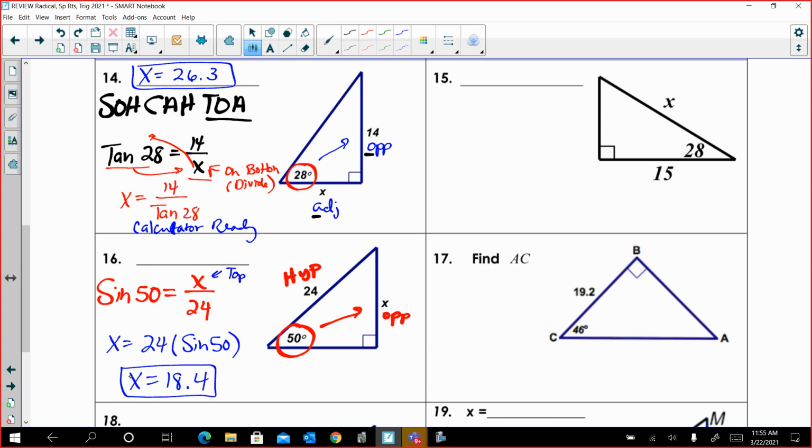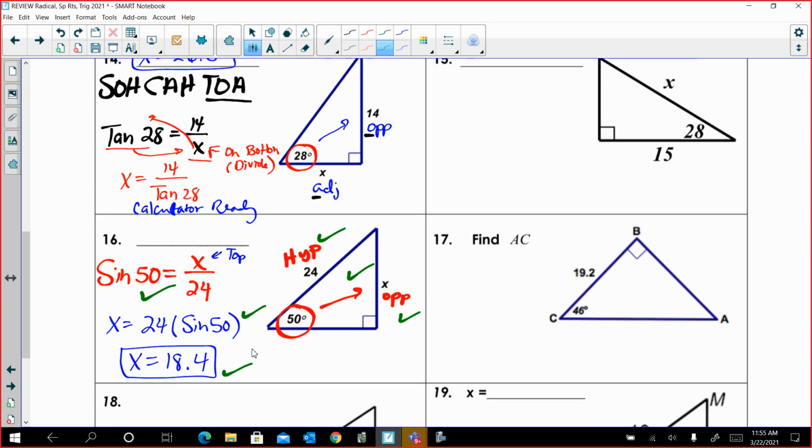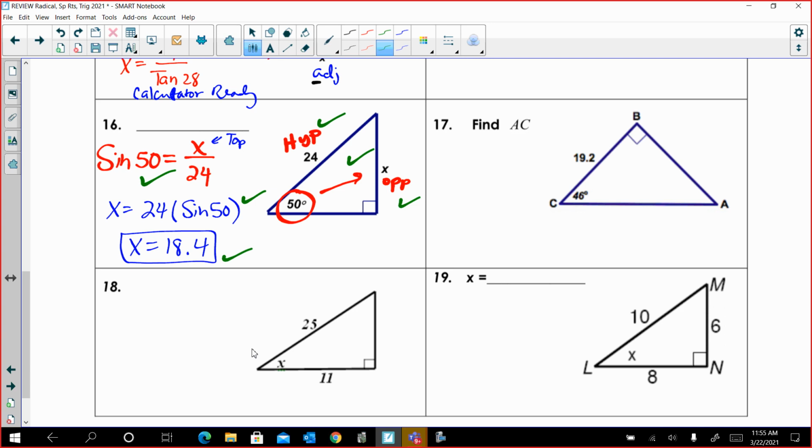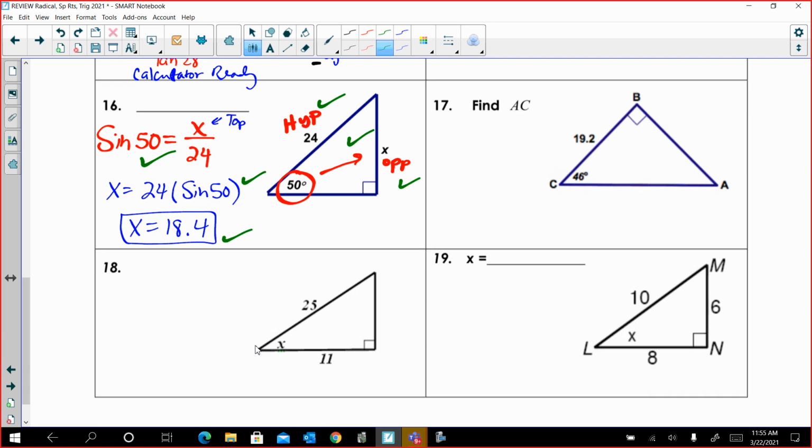So the way you're going to receive credit when I start checking for work, I'm going to check, are you labeling? Can you get to your labeling? Do you set up the equation? Do you show calculator ready? Do you get to an answer? So there's several things that I'm checking for work. And that's why I'm trying to walk you through it so you know how you can receive partial credit and what the expectation is.